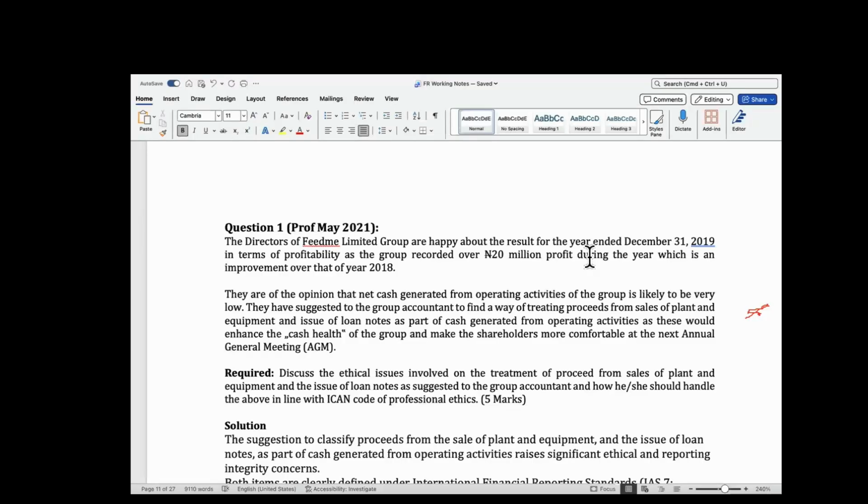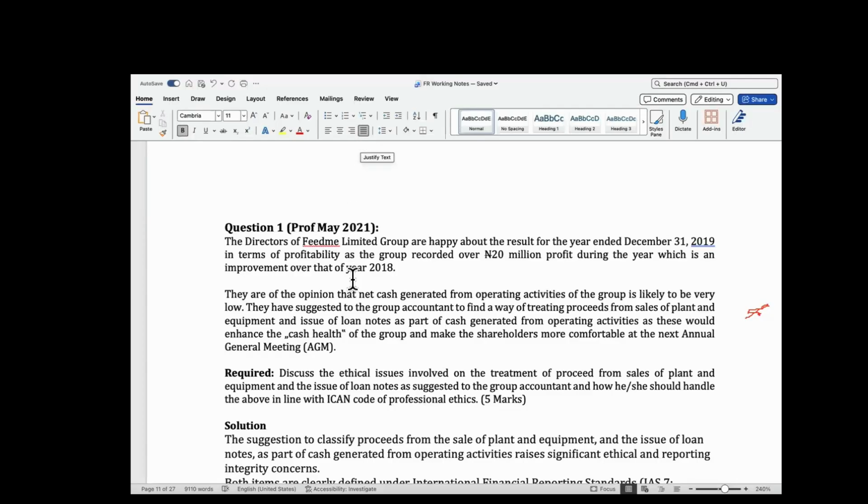They are of the opinion that the net cash generated from operating activities of the group is likely to be very low. They have subjected the group accountant to find a way of treating proceeds from sales of plant and equipment and issue of loan notes as part of cash generated from operating activities, as this would enhance the cash health of the group and make the shareholders more comfortable at the next annual general meeting.